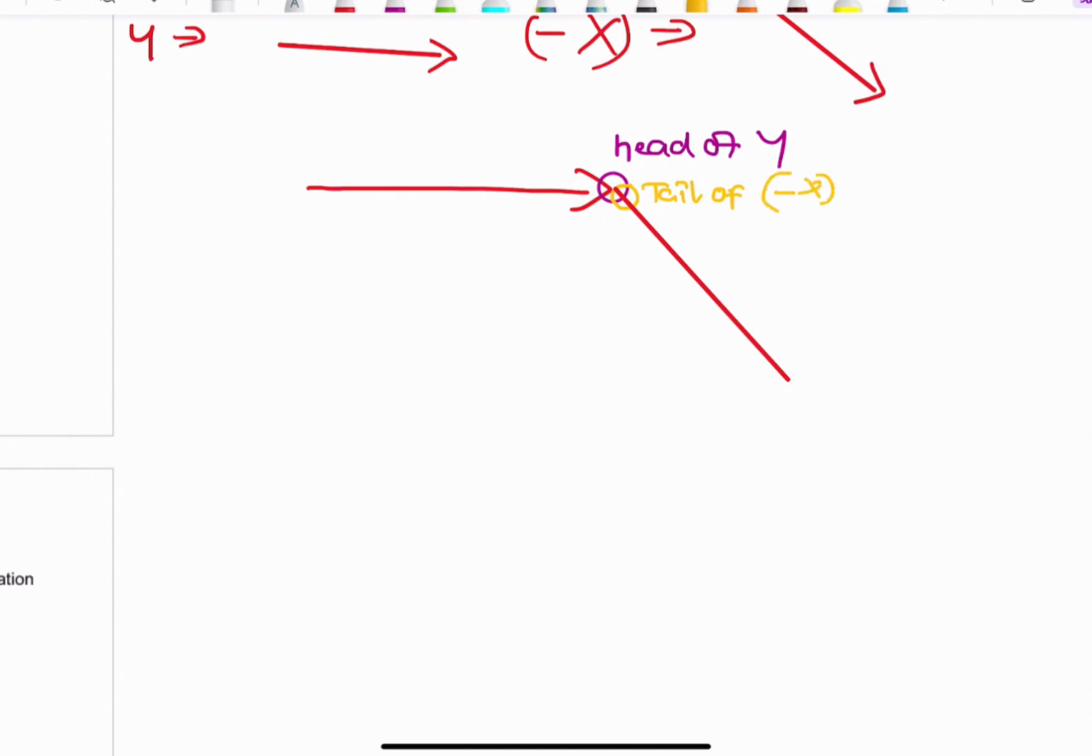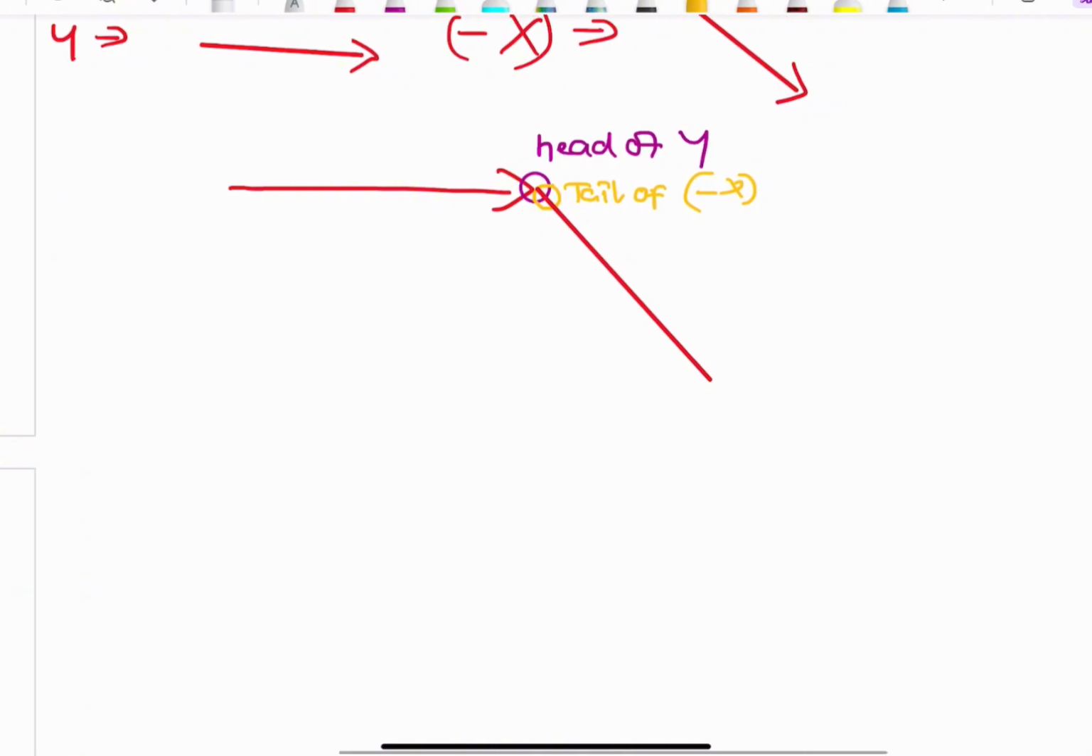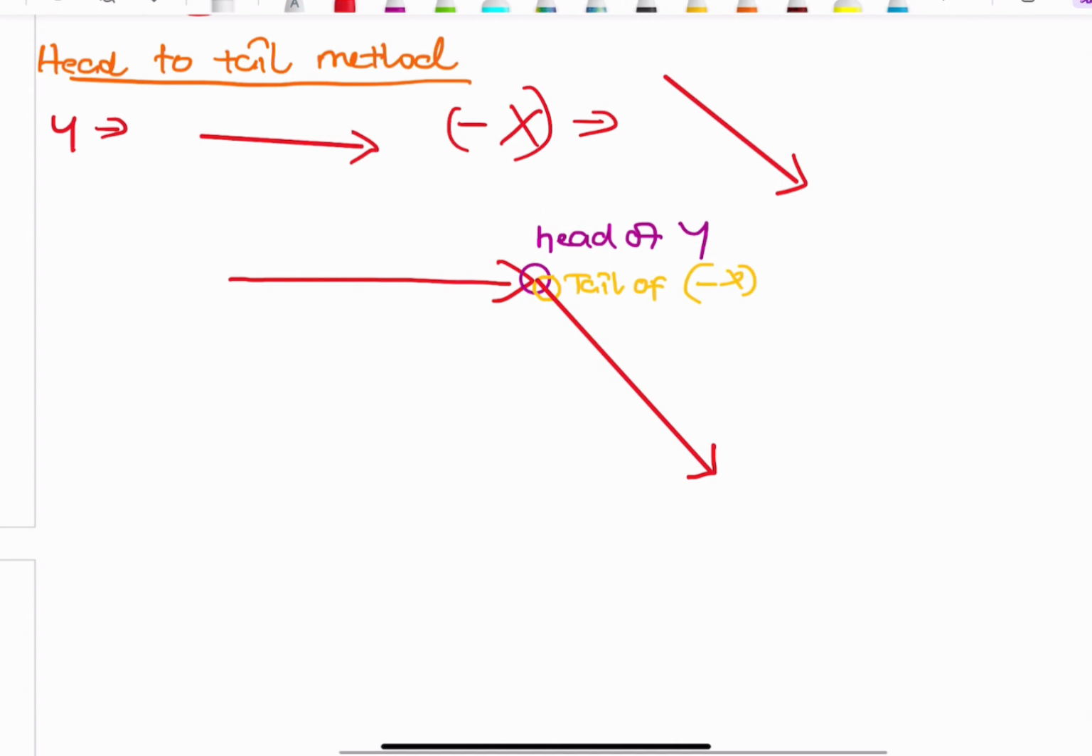The tail is the end of it, like the back of an arrow. Where it's very pointed at the top, that's the head. So the head of vector y is that, and the tail of vector negative x is that. So it's head to tail. If we were to finish this, this is our vector negative x. What is our resultant force? The resultant force is basically you go from the tail of the first vector to the end of the vector you've connected. So our resultant force, we're going to start here.